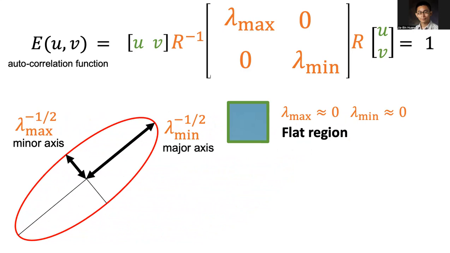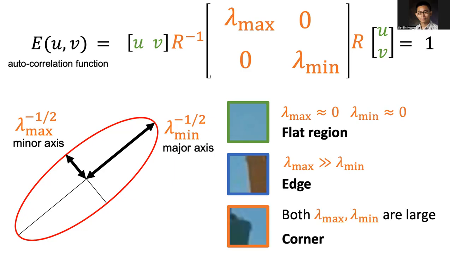So the corresponding situation is that if both eigenvalues are small, then you have a flat region, right? Basically, no matter how the motion is, it all remains flat. And if you have an edge, which means that you have one large eigenvalue, basically you are sensitive to one of the directions, but insensitive to the other direction. So in this case, if you move along the vertical direction, you don't detect that edge. And when you have corners, it means that both eigenvalues are large.